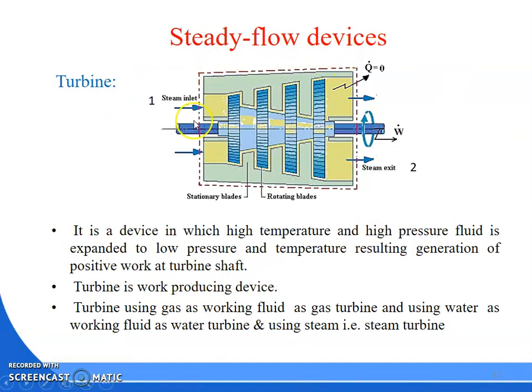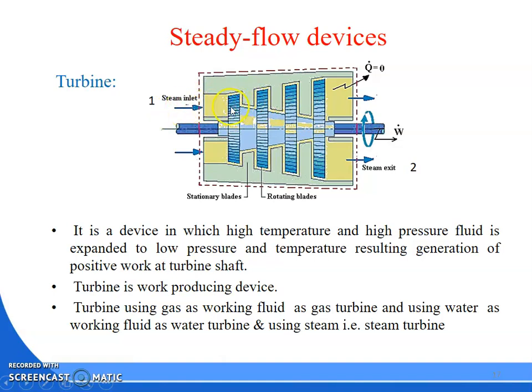So what are the steady flow devices? Turbine, pump, compressor, boiler, these are steady flow devices. But in our course, the turbine and compressor are covered. What is a turbine? A turbine is basically used in a power plant to generate power, or you can say generate work. In a steam turbine, steam will be the inlet. In a water turbine or hydraulic turbine, water will be at the inlet.